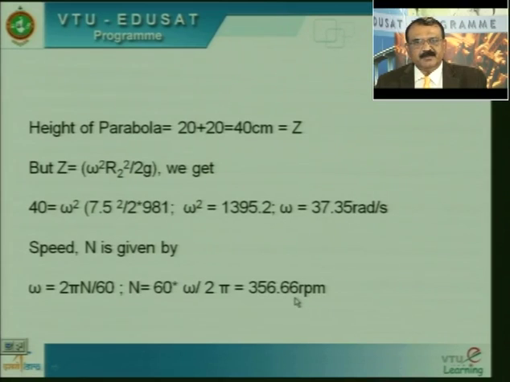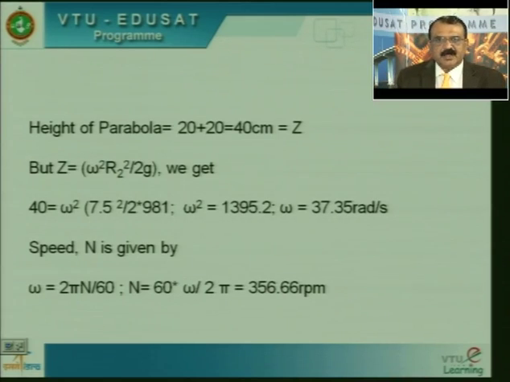What is the conclusion? The conclusion is, if I rotate the cylinder at a speed of 356 rpm, the rise of fluid at the ends will not cross 100 centimeter, or the length of the cylinder.